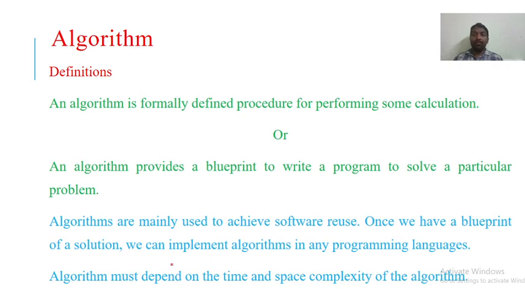An algorithm is a formally defined procedure for performing some calculation, or else there is one more definition. An algorithm provides a blueprint to write a program to solve a particular problem. For example, if you want to construct a building, before that we want to have a plan. As per the plan, the building is constructed. Similarly, according to the blueprint, a program is developed. So a blueprint is nothing but an algorithm, and according to that algorithm, a program is developed for solving any particular problem.